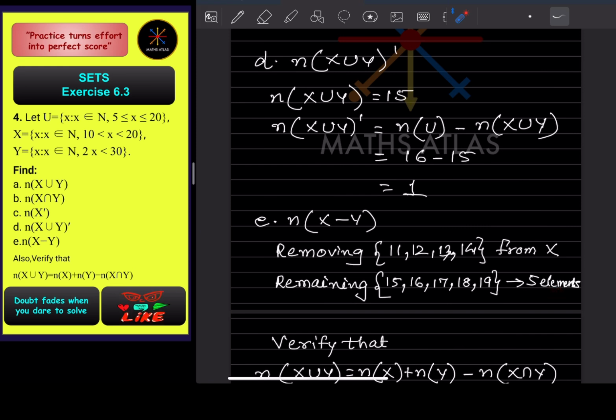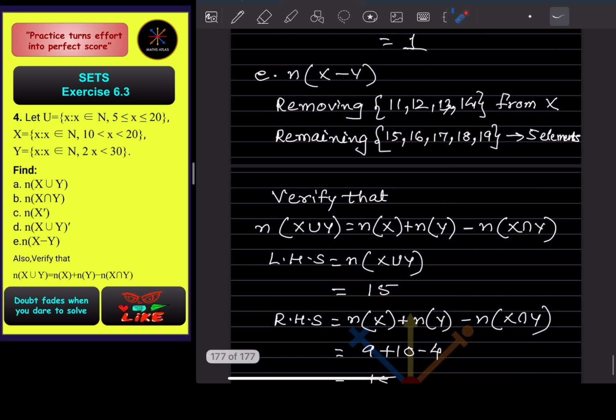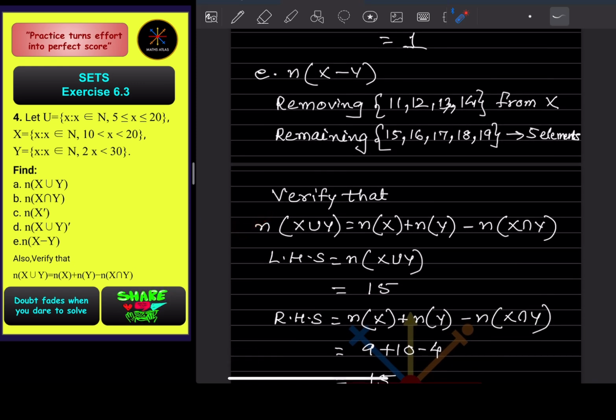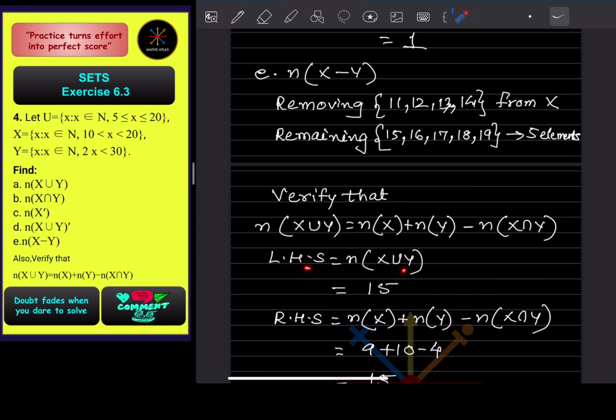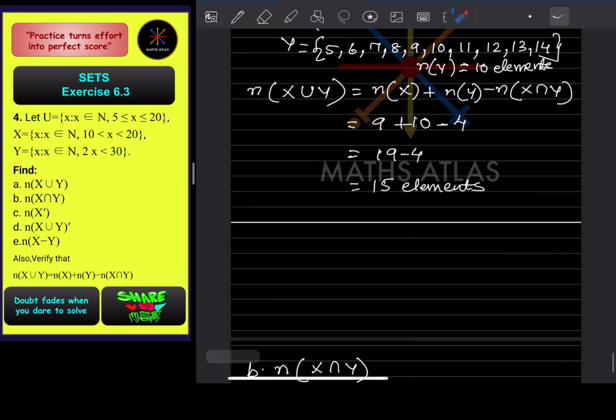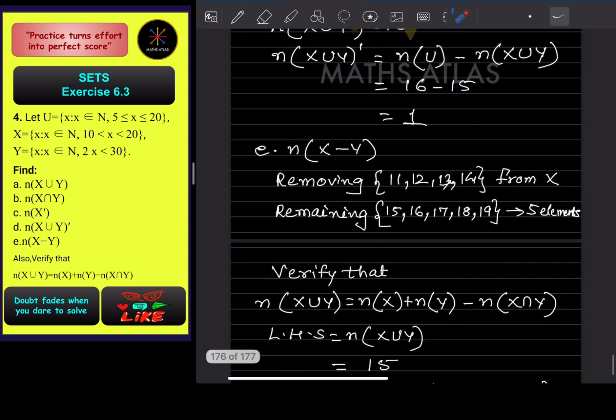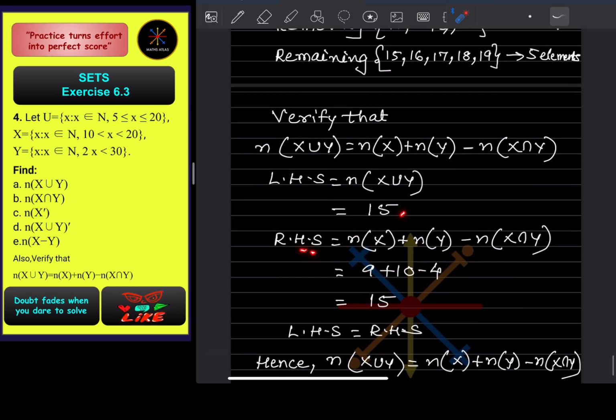So they said also verify that n of x union y is equal to n of x plus n of y minus n of x intersection y. So this we have to verify. This is the left hand side, and this whole part is the right hand side. So we'll start with the left hand side. Left hand side is n of x union y, and we already did n of x union y over here, which is given as 15 elements. So that is 15. The RHS is this part: n of x plus n of y minus n of x intersection y. This all we have solved.